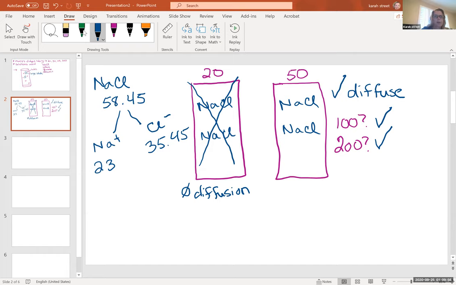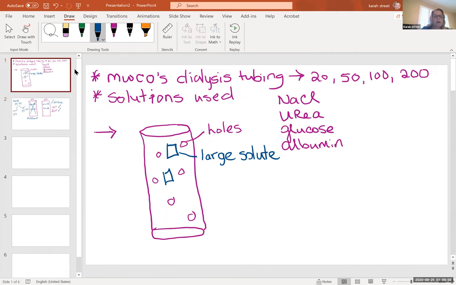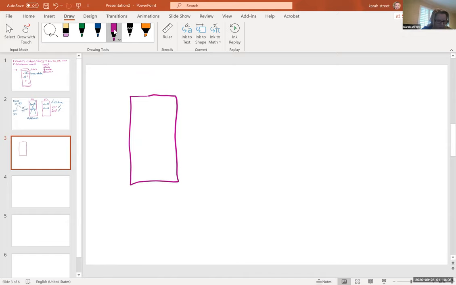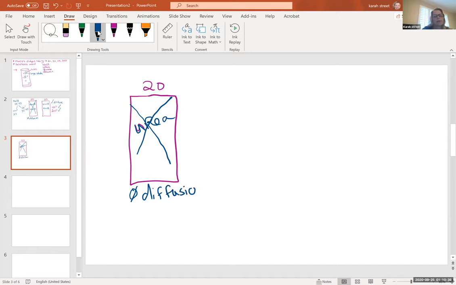Now let's move on to urea. We did the same thing with urea. We used a molecular weight cutoff of 20, and we put urea in there. Did it diffuse when you used the molecular weight cutoff of 20? No, it did not. That tells you that urea is clearly bigger than 20.